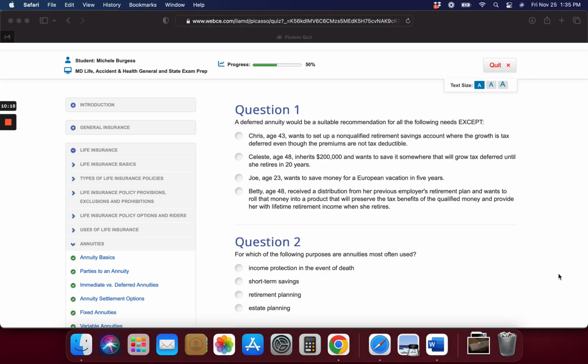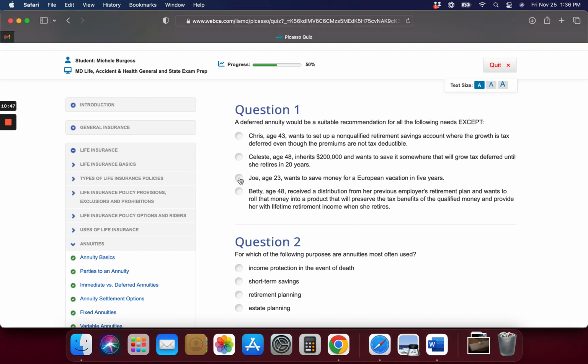Okay, everyone, here are four questions that you may see something like on the test. A deferred annuity would be a suitable recommendation for all of the following needs except. One of these is wrong. Joe, age 23, wants to save money for a European vacation in 5 years. That would be my guess. For a vacation, you can find another way to save.